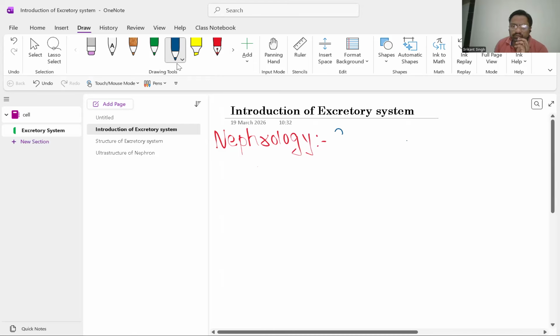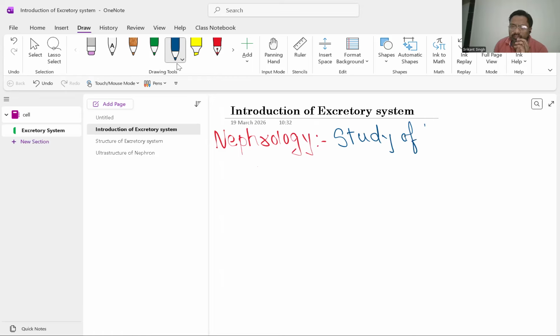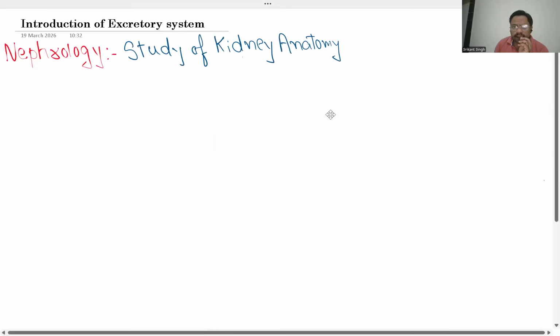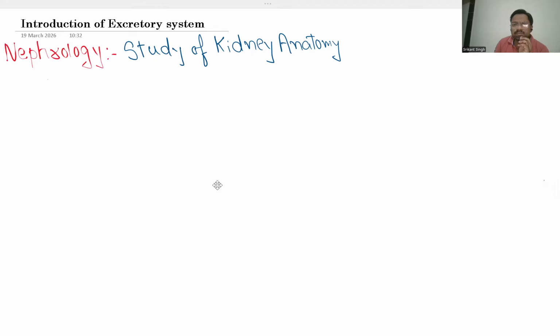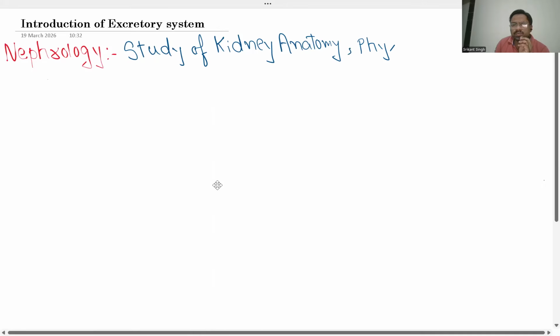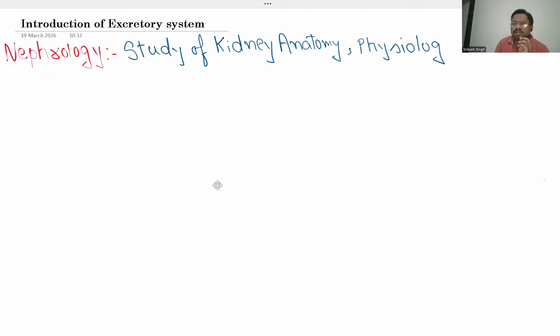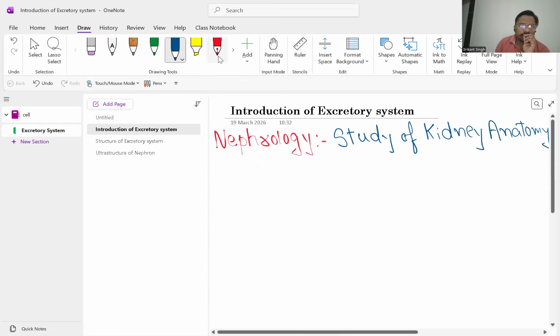It means the study of kidney anatomy and physiology, which is called nephrology. Another terminology is urology.